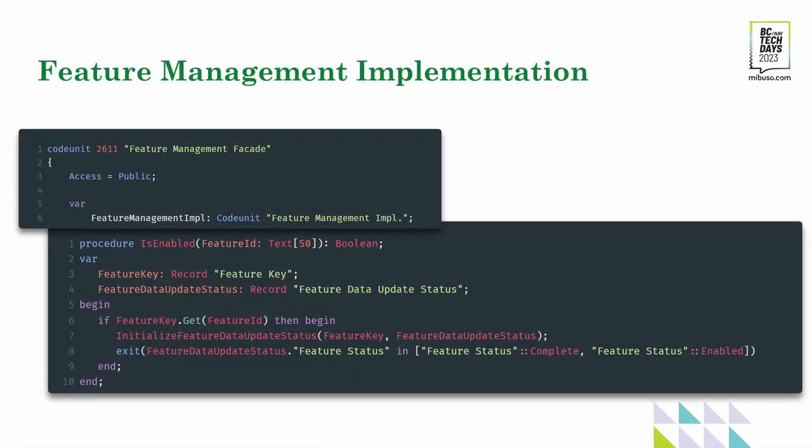Once you pass the feature key to the feature management facade, it checks if there's any data upgrades running or have been completed. After all those checks, it returns the details about whether the feature has been enabled or not.